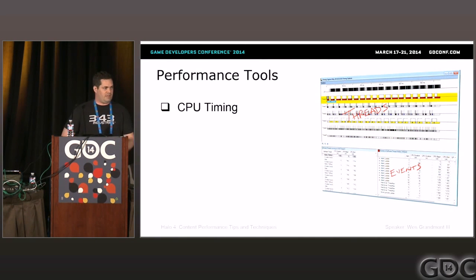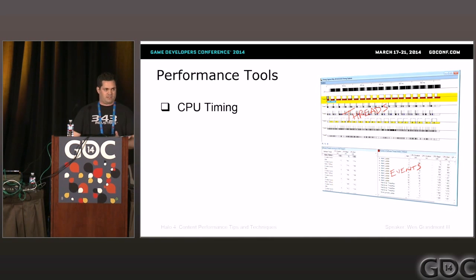So Halo 4 is a first-party exclusive. We were developing on Xbox 360, and the XDK comes with this great tool called PIX, which is the Performance Investigator for Xbox 360, and this allows you to do CPU and GPU timing captures. I mentioned our process is, we find a place where we're running slow.